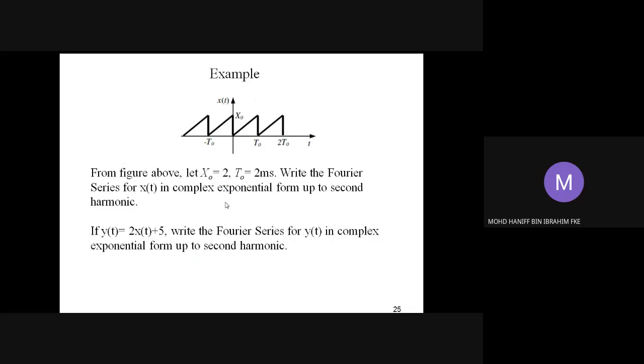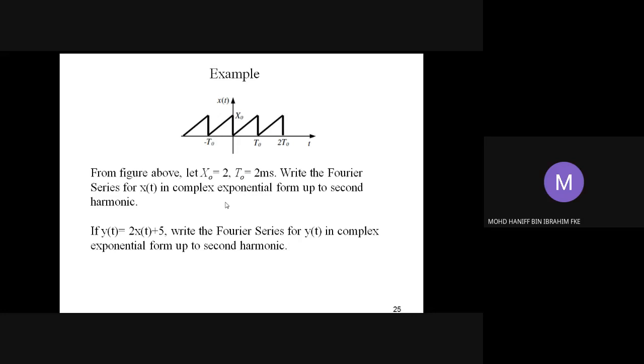For the sawtooth function, we have x naught and t naught as the amplitude and period of xt respectively, where we are given that x naught equals 2 as the amplitude, and the period t naught equals 2 milliseconds. Okay, so we need to write the Fourier series for xt in complex exponential form up to the second harmonics. So that's the first start.